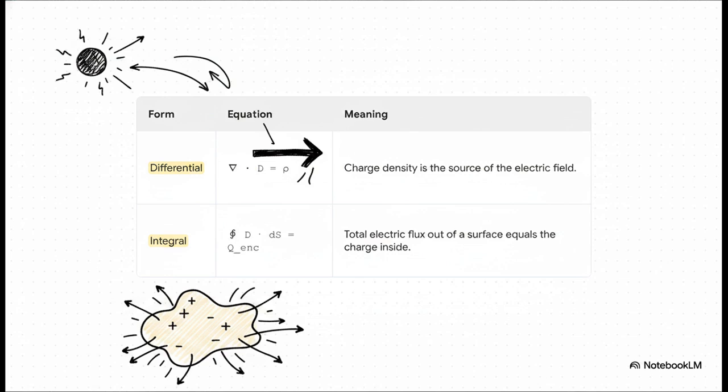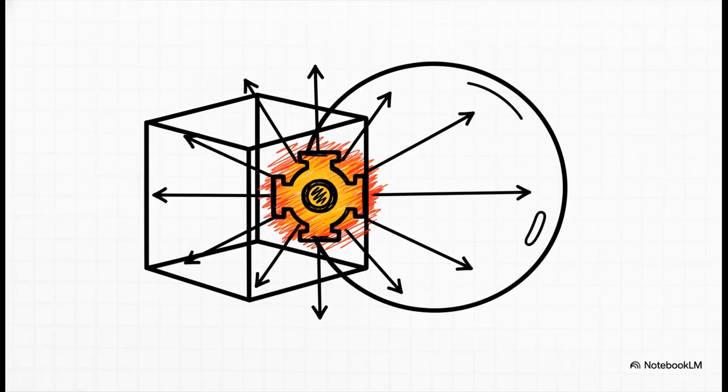Now, the integral form is the big picture consequence of that. It says if you draw any closed surface, the total electric flux flowing out of it is exactly equal to the total charge you've trapped inside. The integral form becomes really intuitive with an analogy.